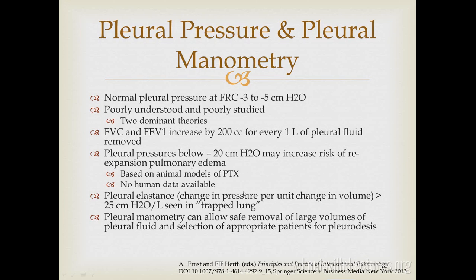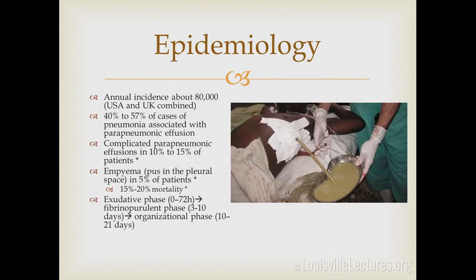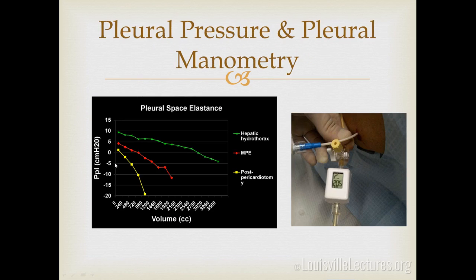So pleural manometry can help you to remove a lot of fluid in one setting, and can also identify patients who are going to have trapped lung, so you don't waste time trying to do pieces. You can just go with pleural catheters or just consult the surgeons. What do I mean by a trapped lung?